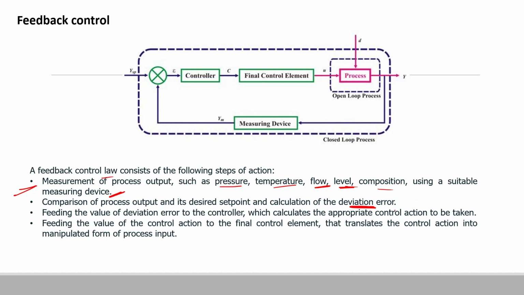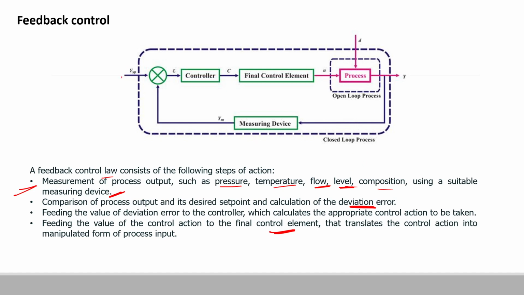So the controller will take the control action, and then this control action will feed the value to the final control element. So a final control element translates the control action into a manipulated form of process input. So yes, this is the basic schematic of a closed loop feedback control.